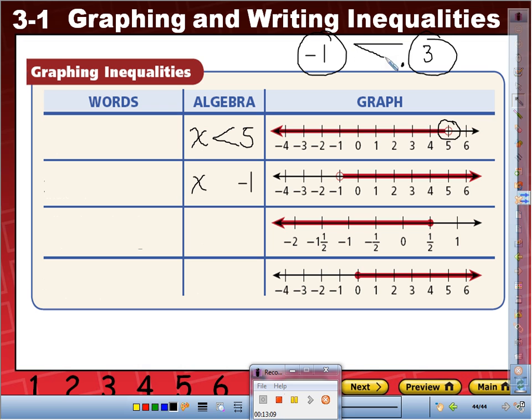And now the arrow is pointing where? To the -1. So let's look at the 2 things that we wrote. Do we have a -1 here? So the arrow should be pointing to the -1. So this is X is greater than -1. Everybody see what I did right there? Okay, copy that, please.